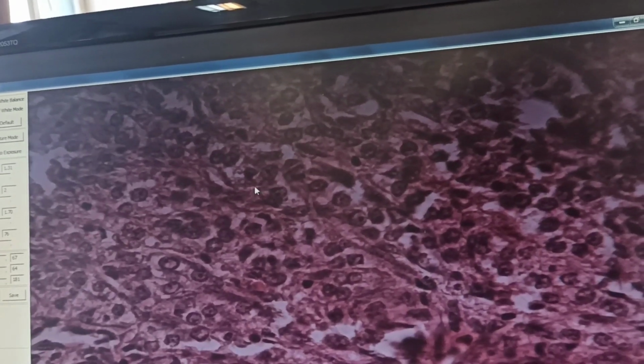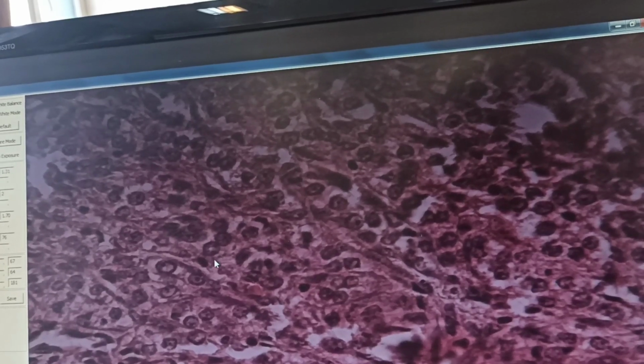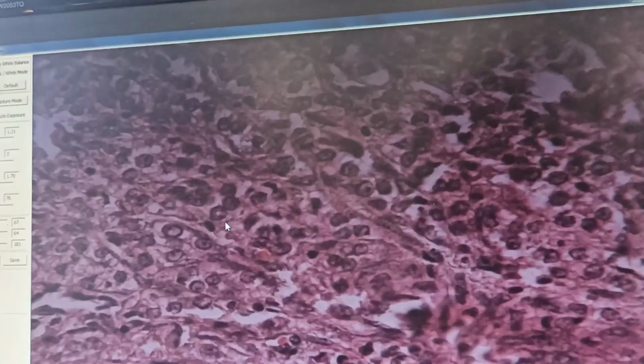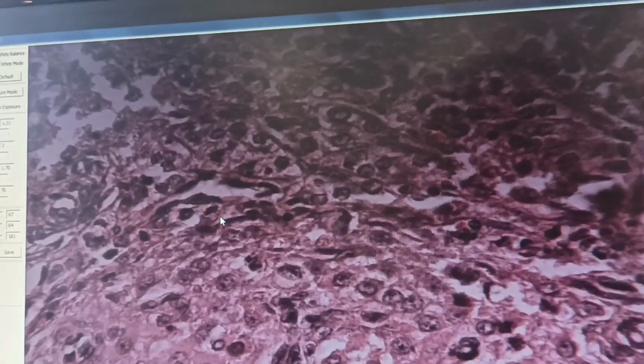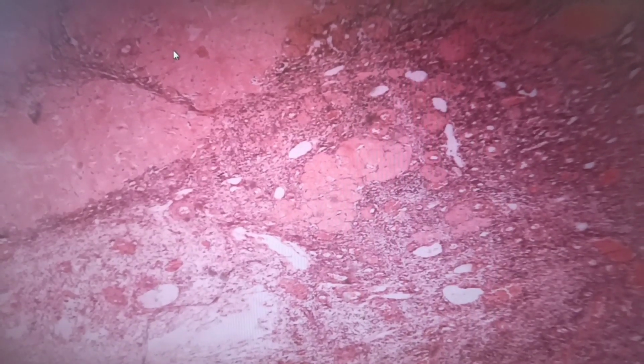Theca cells are small and close to each other, so you can easily recognize both cell types. Pregnancy causes the corpus luteum. All of this area is the corpus albicans.